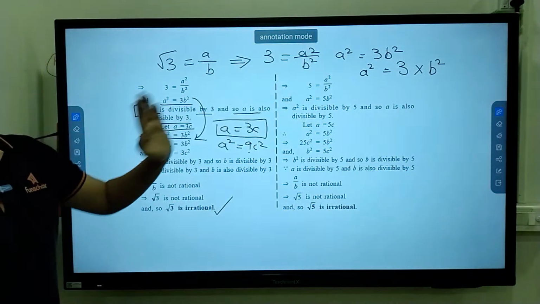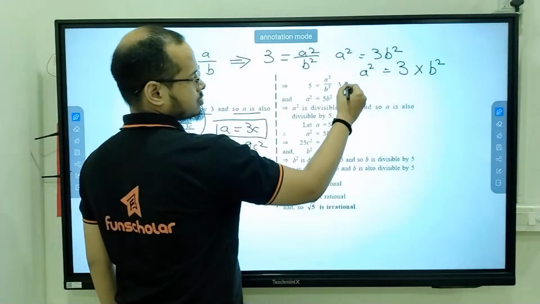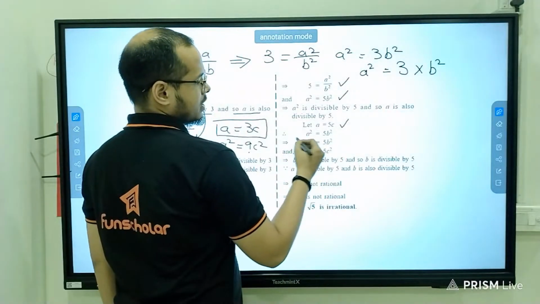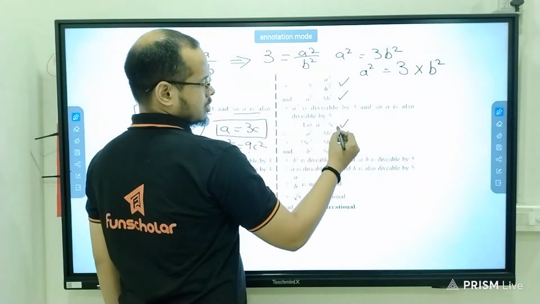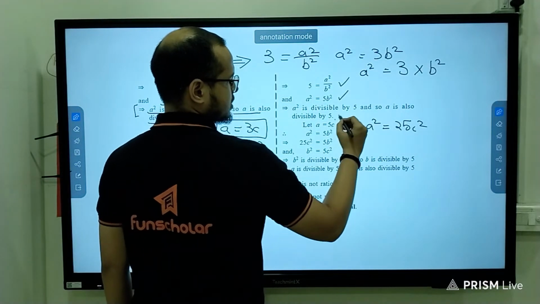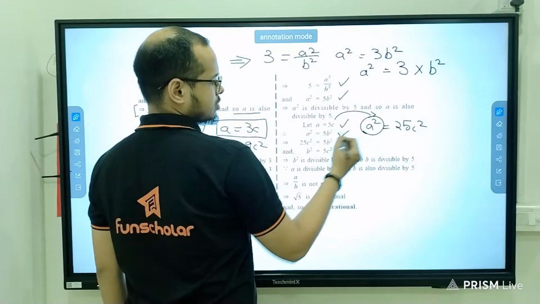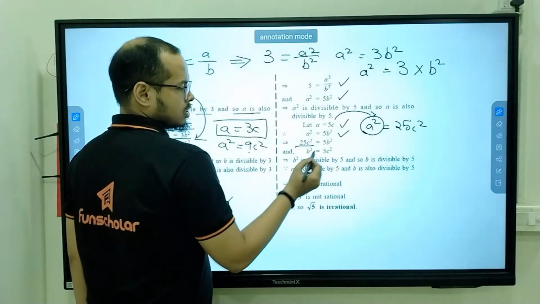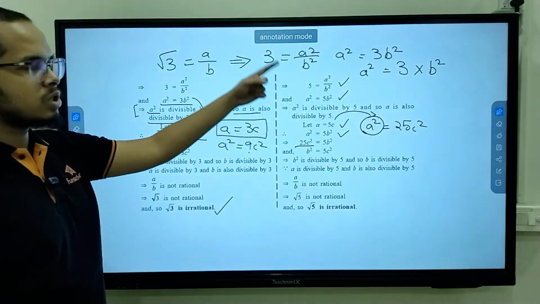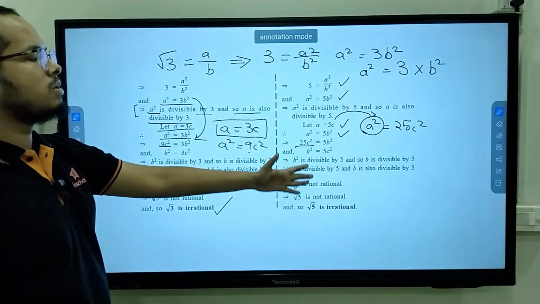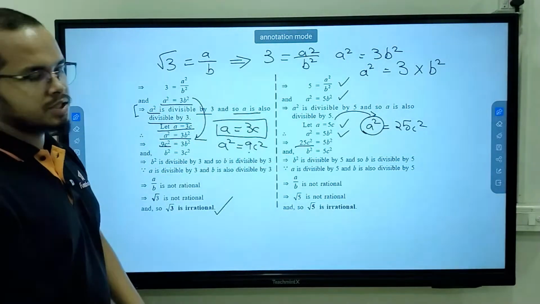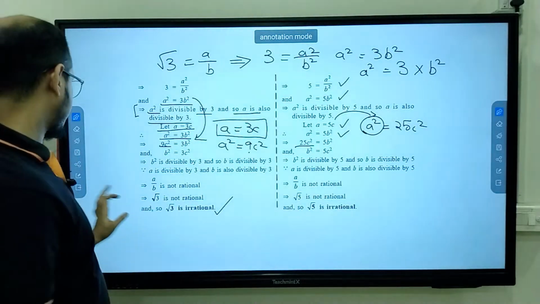Same thing for root 5. Root 5 is a by b, squaring both sides, a square is equal to 5b square, so a is equal to 5c, so a square is equal to 25c square from this step. So we substitute the value of a square here with 25c square. 25c square is equal to 5b square. b square is equal to 5c square, as both are divisible, both cannot be divisible by b square and a square. So a by b is not rational, thus root 5 is an irrational number.